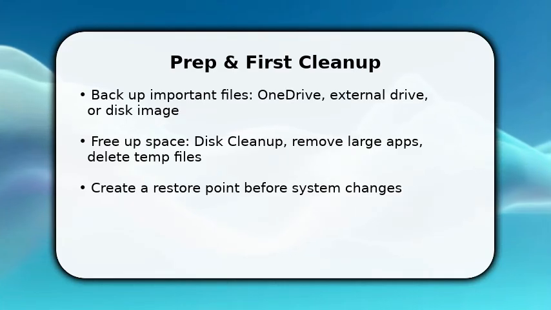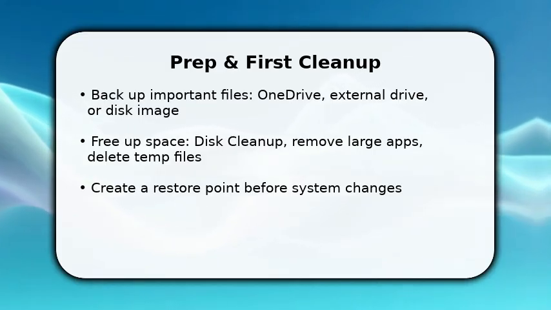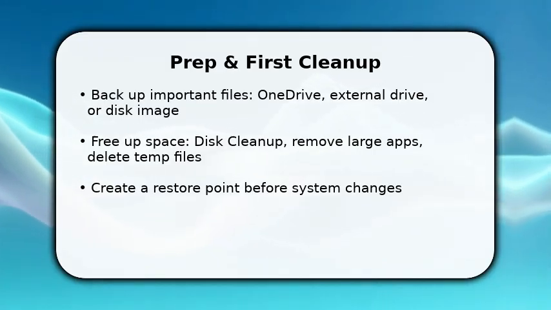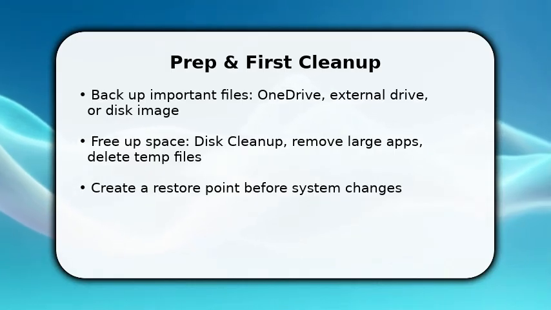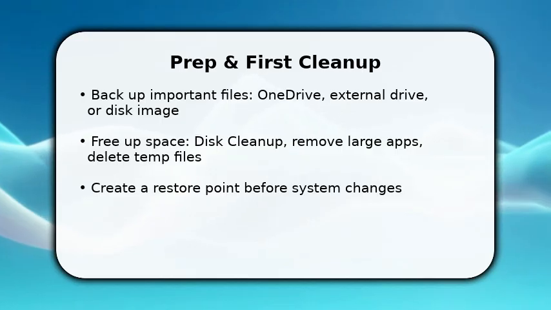You start by protecting your data and creating a safe rollback. Make a OneDrive or external backup and create a system restore point. Once done, run disk cleanup and remove temp files to free immediate space. This reduces fragmentation and speeds scans.